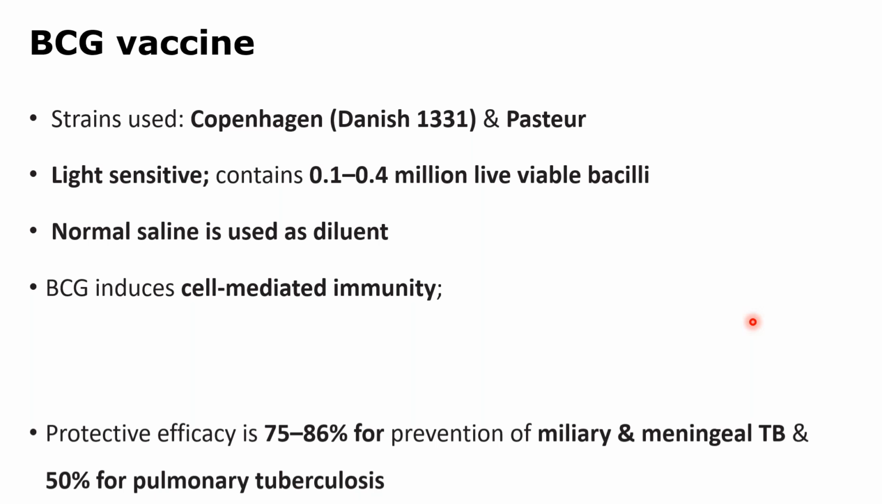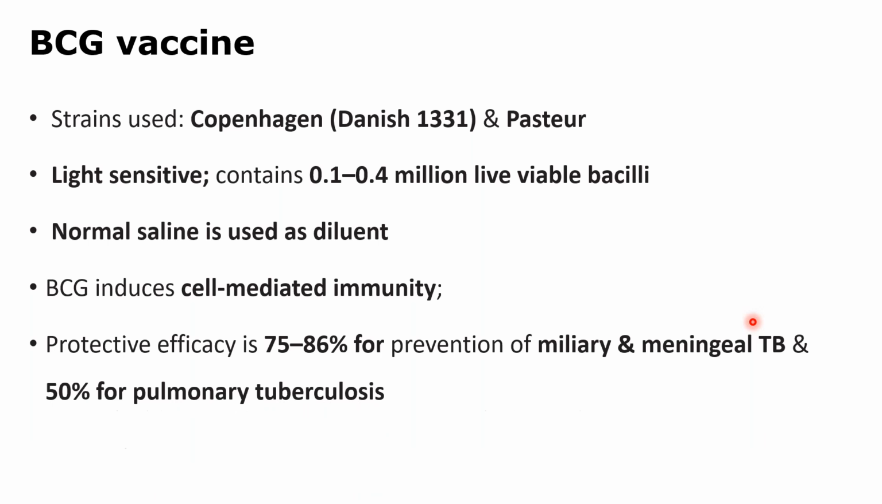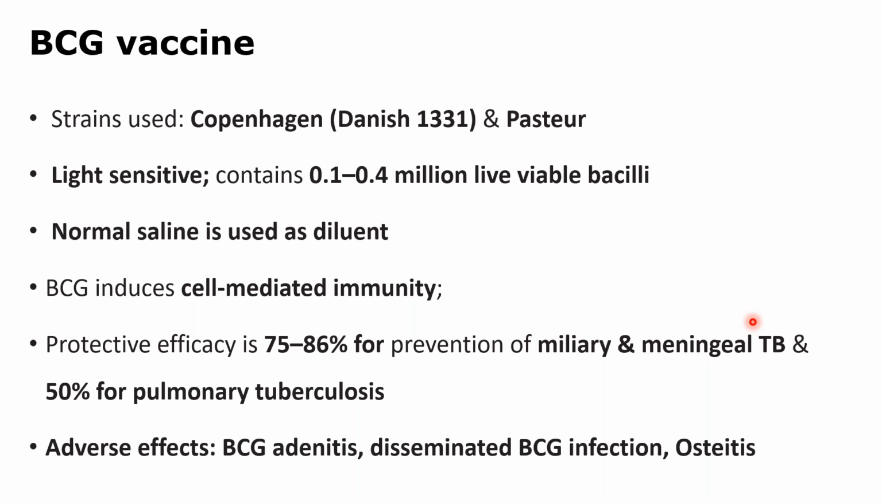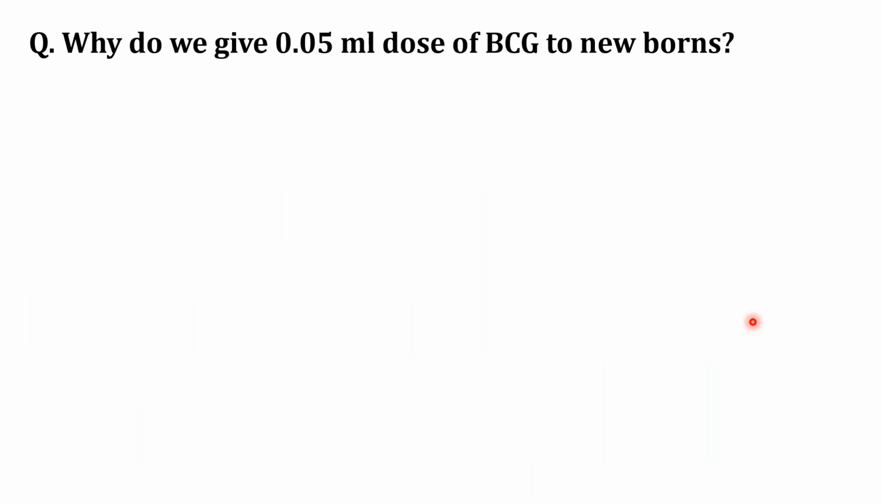For pulmonary. So it is meningeal, and 50%, even if a child has received BCG vaccine, it will not protect the child, but it will prevent severe disease. And the complications are BCG adenitis or lymphadenitis. Disseminated BCG infection can occur. Then there are features suggestive of infection of the local site, and there can be osteitis or bone inflammation. So these are some of the effects. And this we already discussed.